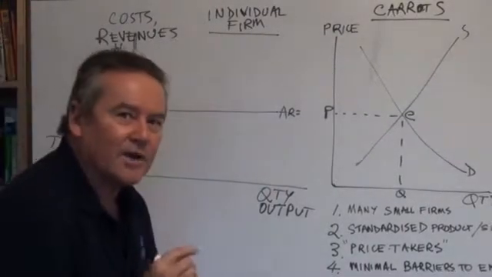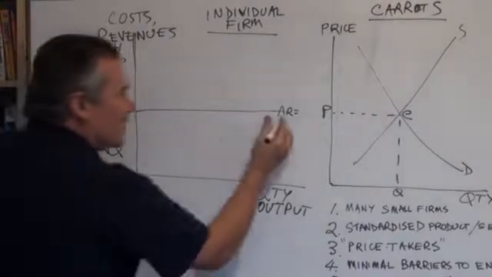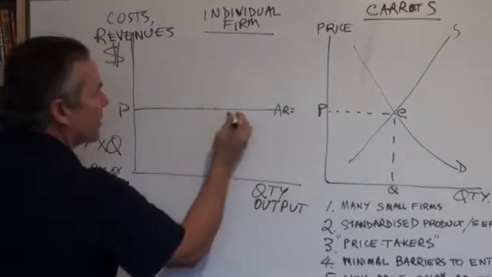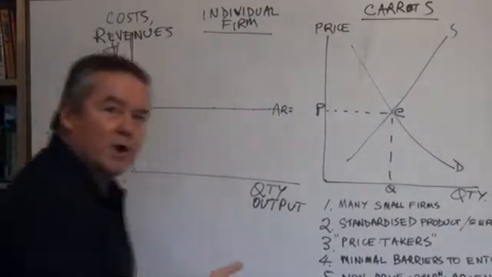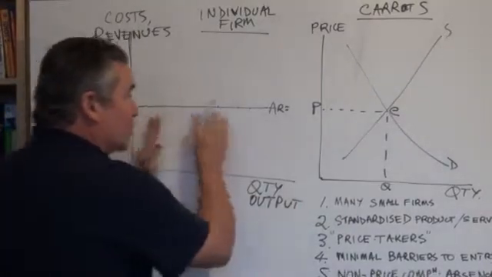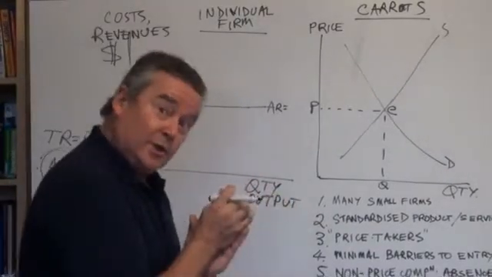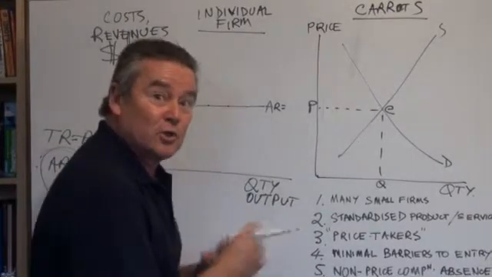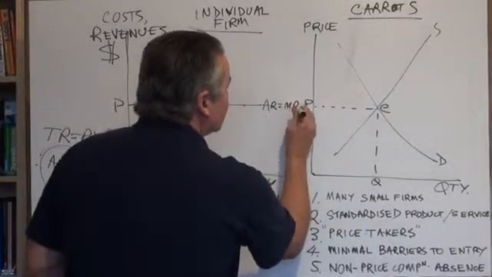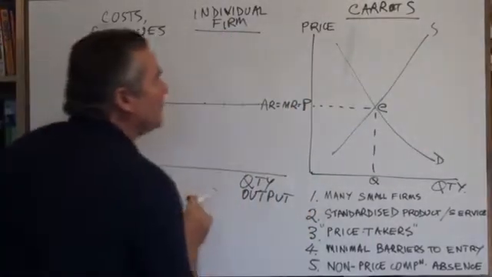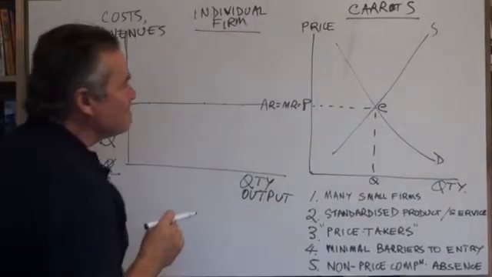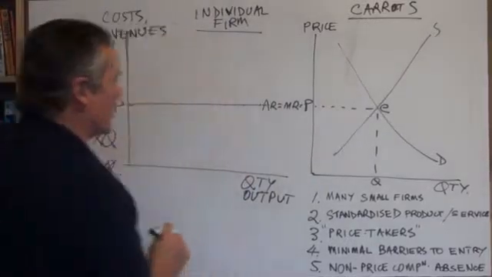Now, one other thing. This average is constant. At all quantities of output, same average revenue. What do we know about marginal and average values? Answer: if an average is constant, the only way it can be constant is if the marginal value is constant as well. Ergo, therefore, in this particular situation, for the individual firm operating in this market, the marginal revenue curve is the same as the average revenue curve.